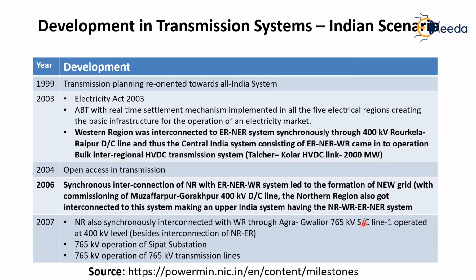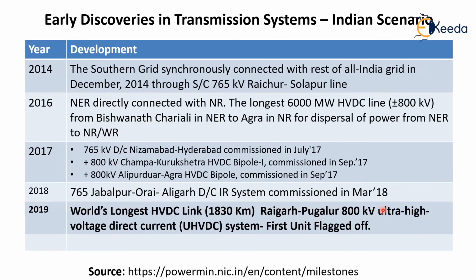So in 2006, 2007, the new grid was formed. That means the complete northern region was interconnected. The only region left out is the southern region. Northern region, western region, eastern region, and northeastern region are interconnected, but the only thing left out is the southern region. It took them around 7 years.